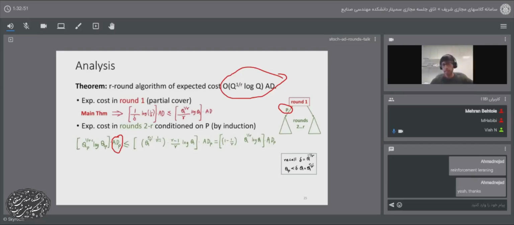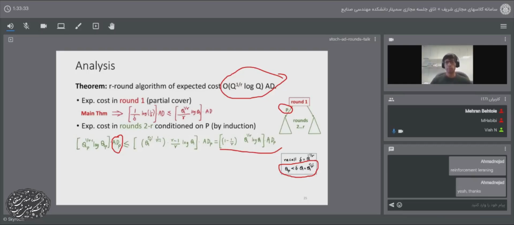And then we use the fact that the residual function value, Q sub P, has to be less than delta times the original target Q, because in the first round, we covered 1 minus delta fraction of Q. So what is left is at most a delta fraction of Q. And if you plug in the value of delta, you can see that Q sub P is less than Q to the R minus 1 divided by R, right? So, and if you plug that in here and do some basic algebra, you get this expression on the right, 1 minus 1 over R times Q to the 1 over R times log Q, the whole thing multiplied by the adaptive value conditioned on P.